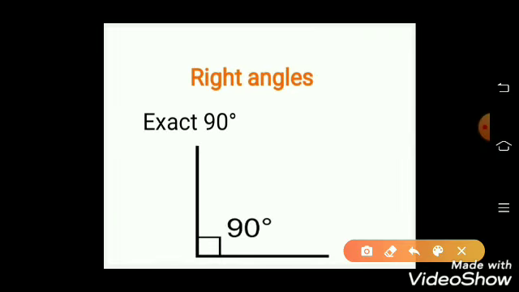Next one, this is a right angle. Exactly 90 degrees is called a right angle. This is 90 degrees, forming a square shape. So that is exactly 90 degrees. An angle whose measure is exactly 90 degrees is called a right angle.